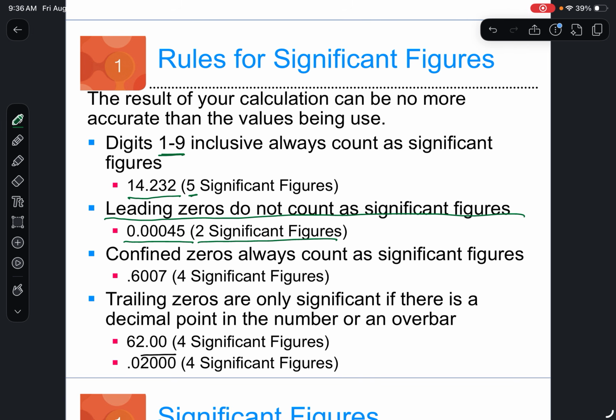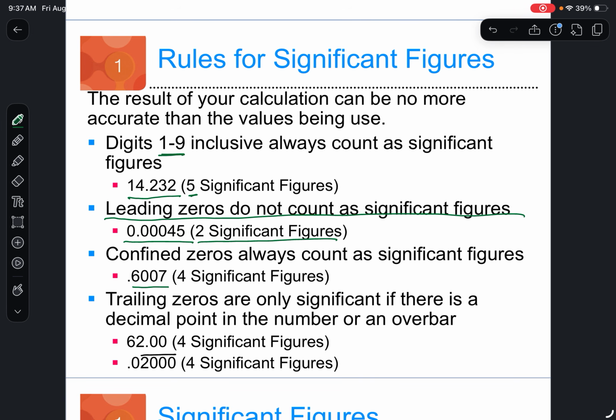Confined zeros are those zeros that are between the numbers 1 through 9 inclusive, and they will always count as significant. So here we have 0.6007. They have 4 significant figures because your 2 zeros are between a 6 and a 7. Now, when you have trailing zeros, which are numbers after the digits 1 through 9 inclusive, there's 2 ways that they can be significant. First, if you have a decimal point.